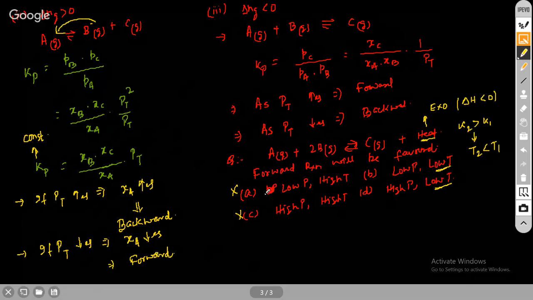Now the pressure part. We can understand pressure by the del Ng value. What is the del Ng value of this reaction? It is less than zero, right? Just now we have done that for del Ng less than zero, as pressure increases, forward reaction is favorable. So obviously we have high pressure and low temperature. B is also not possible. Option D is correct.